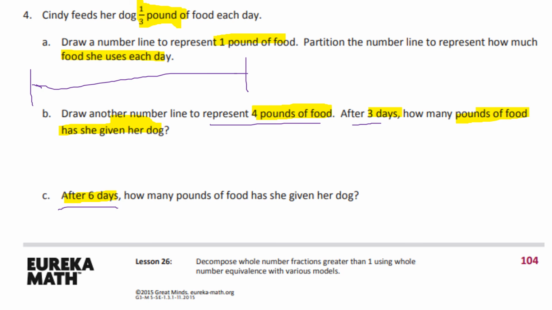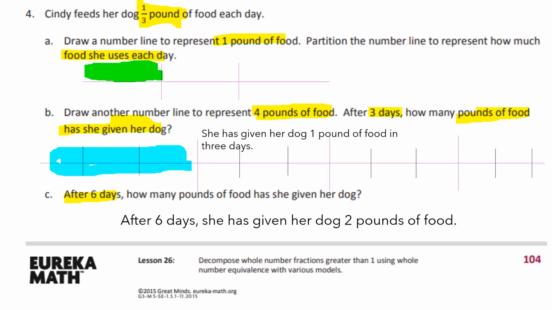All right, and we are going to go over the answers now. So here you can see my answer for A. I drew my number line and highlighted 1 because that is how much food she uses each day. For number 2, you can see I drew out that new number line to represent 4 pounds of food. And after 3 days, how many pounds of food has she given her dog? You can still see I highlighted 3 sections. So I wrote, she has given her dog 1 pound of food in 3 days.